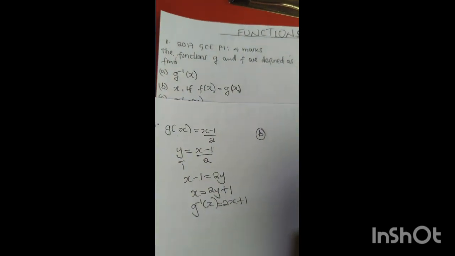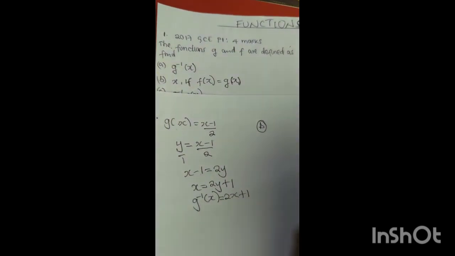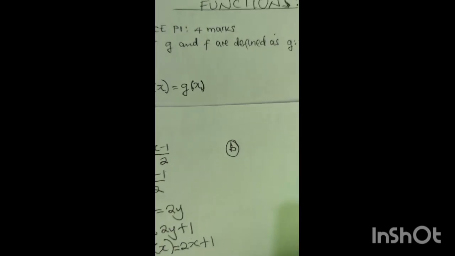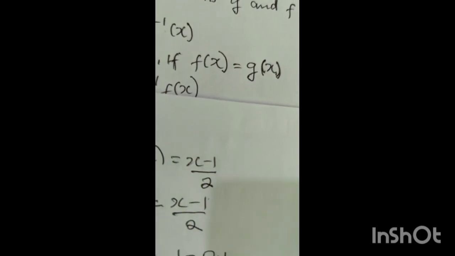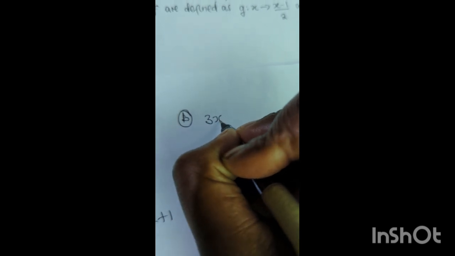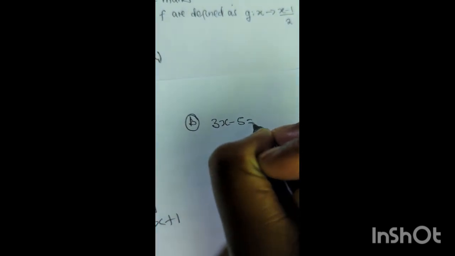Okay, and then b is saying find x if f of x is equal to g of x. So you just copy the functions as they are. What is f of x? F of x is there, 3x minus 5. We're starting with f of x, so it will be 3x minus 5 is equal to, and then g of x is what? It's there, x minus 1 over 2.